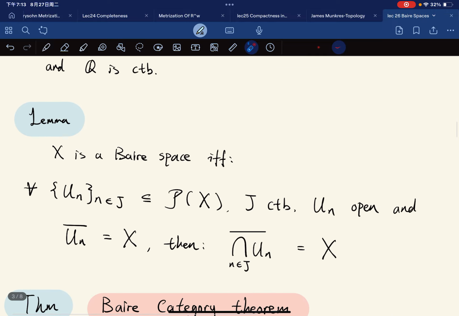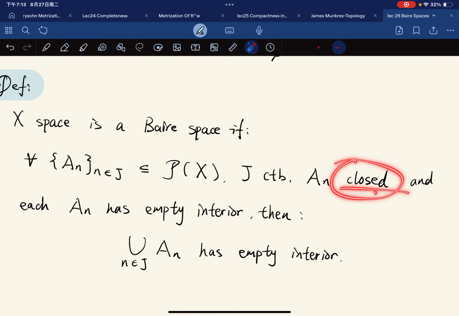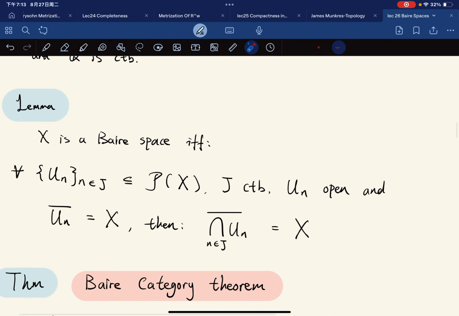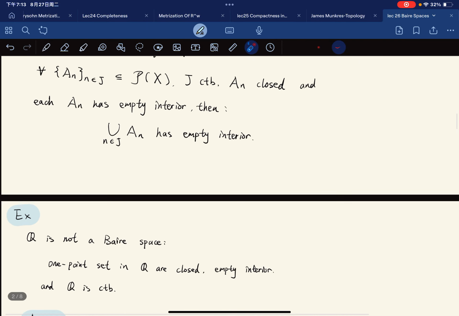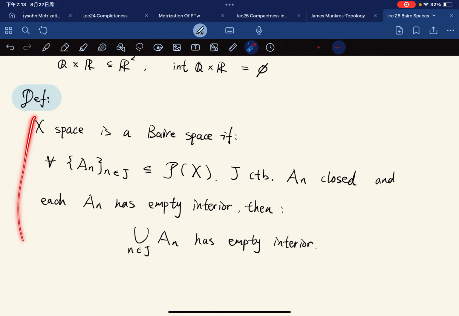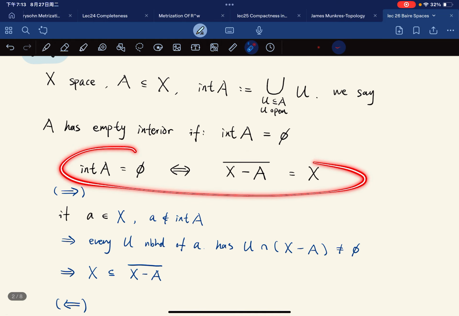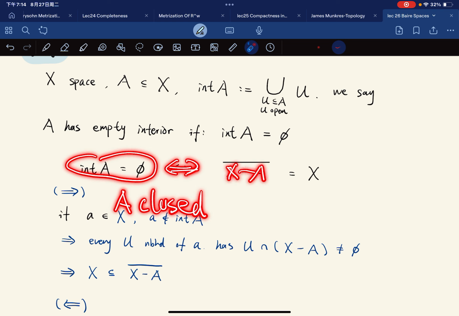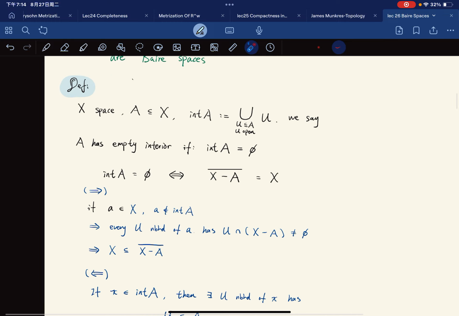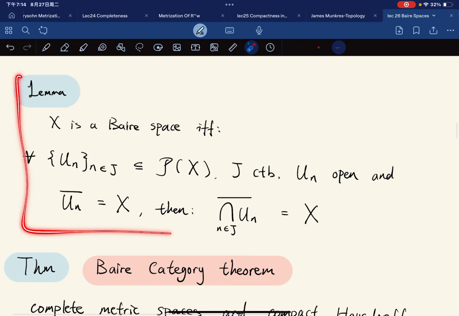Some lemma. So this is the closed set definition. And then we also have an open set definition of a Baire space. So we say X is a Baire space if and only if for any countable collection of open sets such that each is dense in X, then their intersection is also dense in X. Okay, and this lemma is really just by this definition applied with this. Because if A is closed with empty interior, then the complement is open and dense in X, right? A closed has empty interior if and only if X minus A is open and dense in X. So it is just by the definition and our remark above.